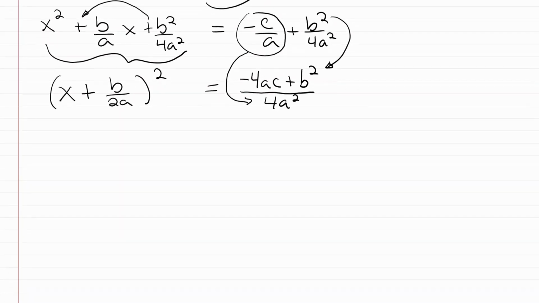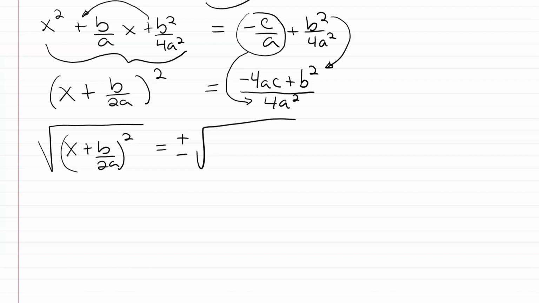Now at this point, we can apply the square root property to both sides of the equation. So I'm going to take the square root of x plus b over 2a quantity squared, and that'll be equal to plus or minus the square root of this fraction. I'm going to put the b squared first, minus 4ac all over 4a squared. I put the b squared first because it's positive, that's all.